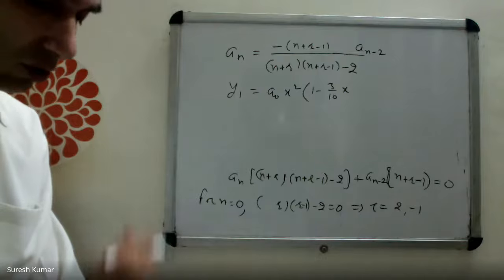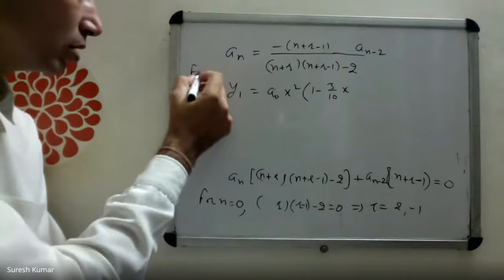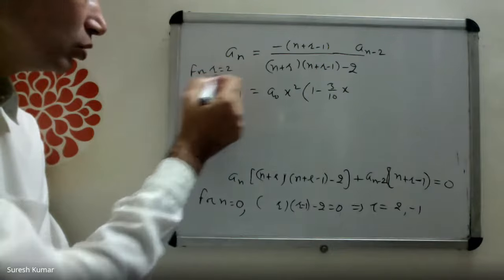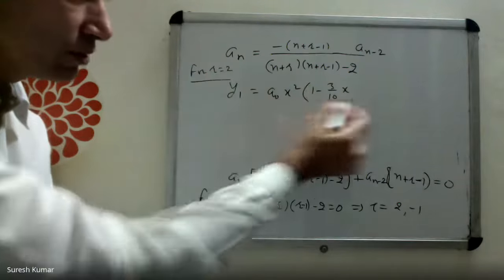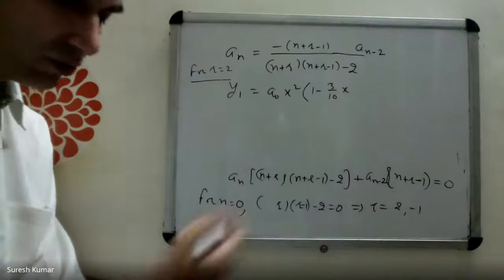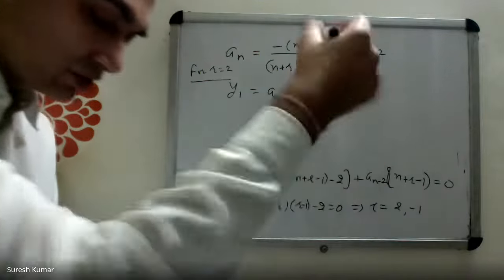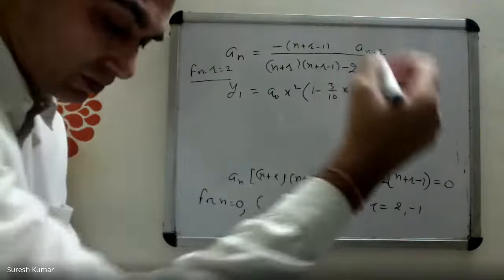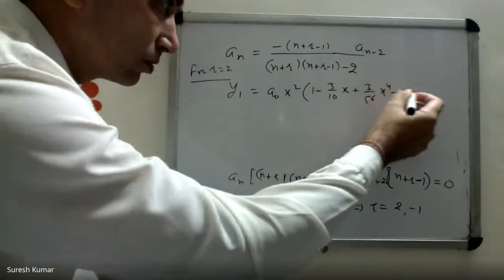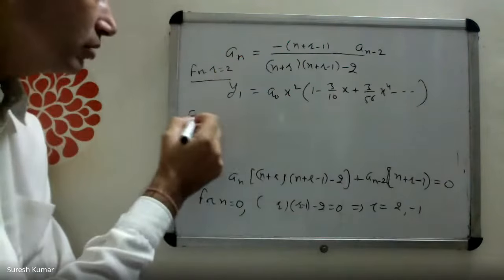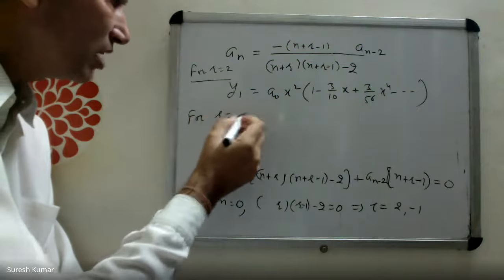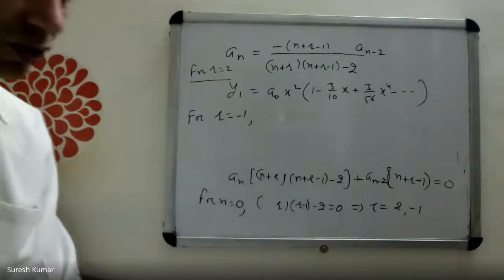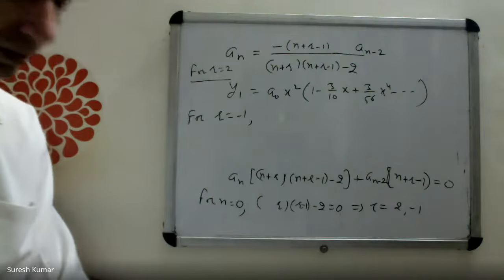So corresponding to the larger root, using this recurrence relation, you can find this solution. It's straightforward. You just need to calculate the different coefficients: 3 by 56, x power 4, and so on. Let's see what happens when r is minus 1. Do we get a solution or not? That's the point.